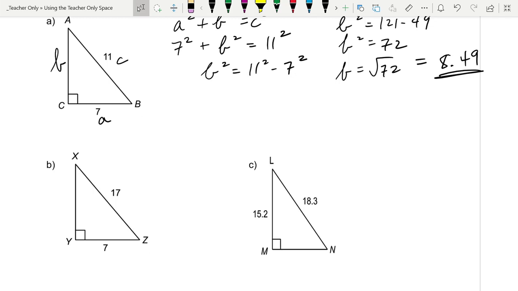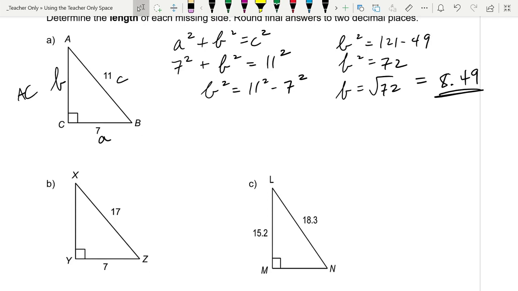You've got to get used to the symbols. You'll see why. Oh, you could do that too. You don't have to call this side here little b. You could call it side AC. Yeah, you can do that too. So your formula would be AC squared plus BC squared equals AB squared. And that's fine.